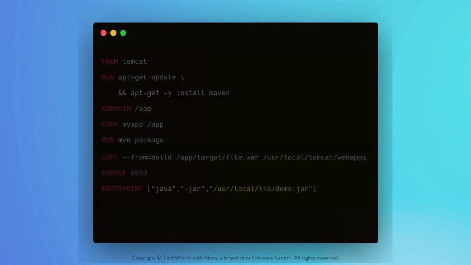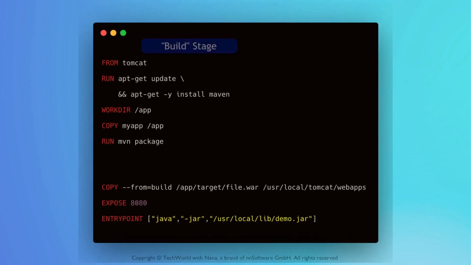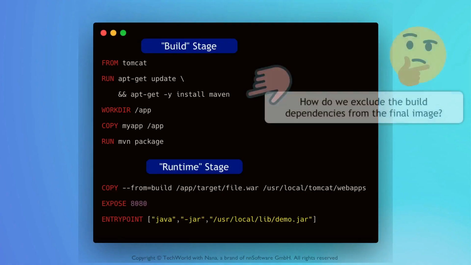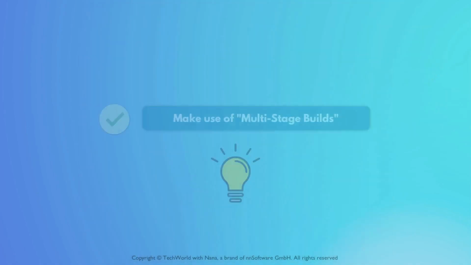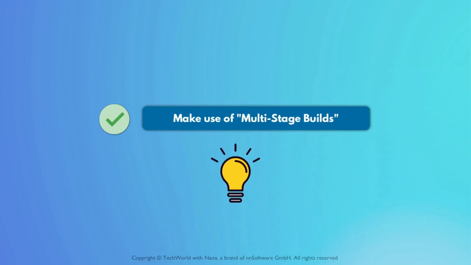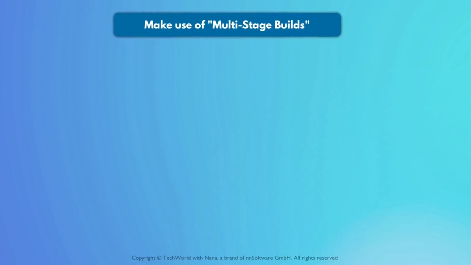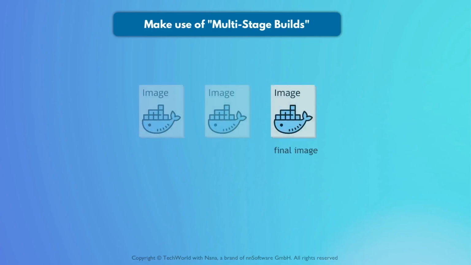So how do we separate the build stage from the runtime stage? In other words, how do we exclude the build dependencies from the image while still having them available while building the image? Well, for that, you can use what's called multi-stage builds. The multi-stage builds feature allows you to use multiple temporary images during the build process, but keep only the latest image as the final artifact. Let's see how that works.